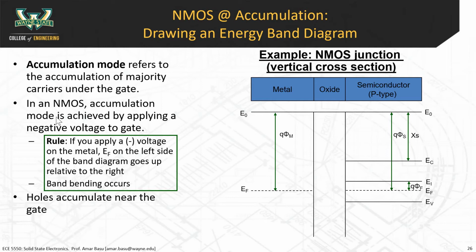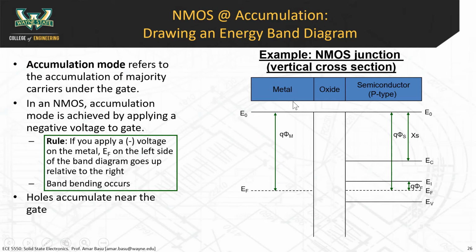Typically, in an NMOS device, if we want to turn the device on, we would apply a positive VGS, a positive voltage on the gate metal. Here, the accumulation mode happens when you apply a negative voltage on the gate for an NMOS device.